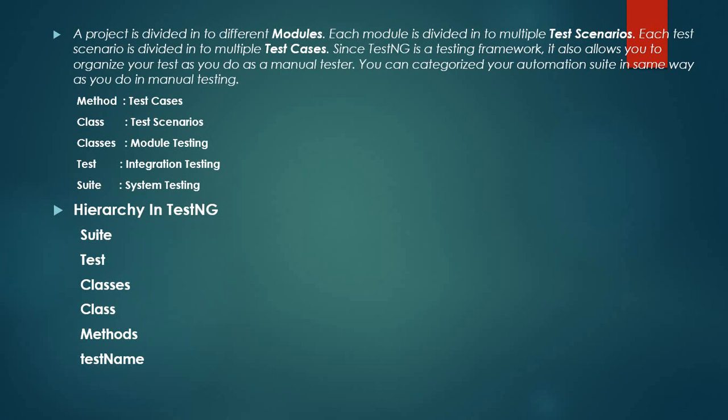The hierarchy in testng.xml is: suite is the first tag which is used, then we have test, then classes, then class, and then methods. After that, we have the test name. This is the hierarchy of testng.xml.